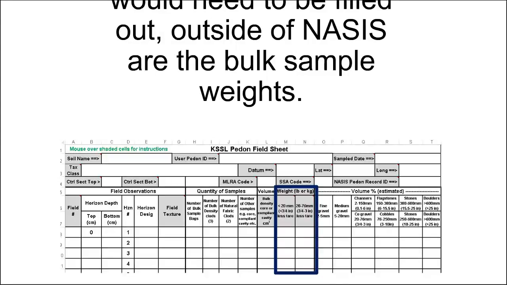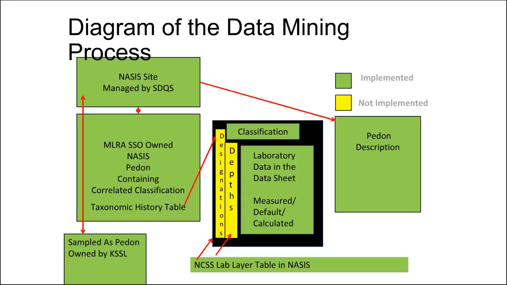The only 2 fields that are not in NRCS right now are the bulk sample weights. So you have to print out the form and write those in. And this sort of goes along with the theme that we've been working on for the last few years, which is trying to get the field to take responsibility for their own data, their own descriptions, and then we data mine any changes that the field makes to their horizon designations, taxonomic classifications, or locations from the database.